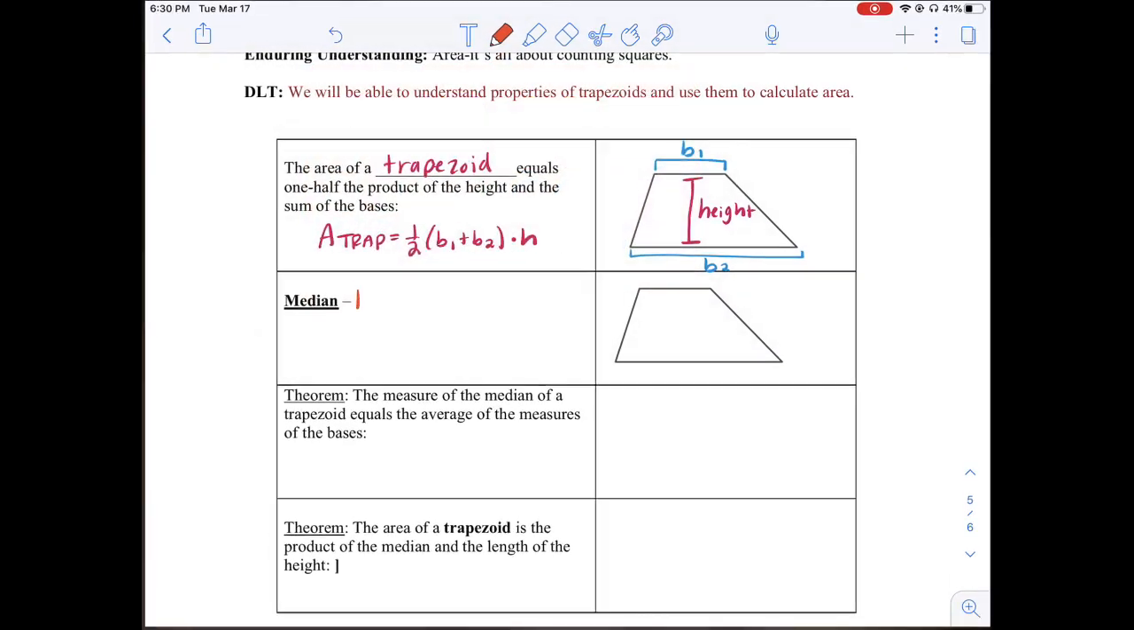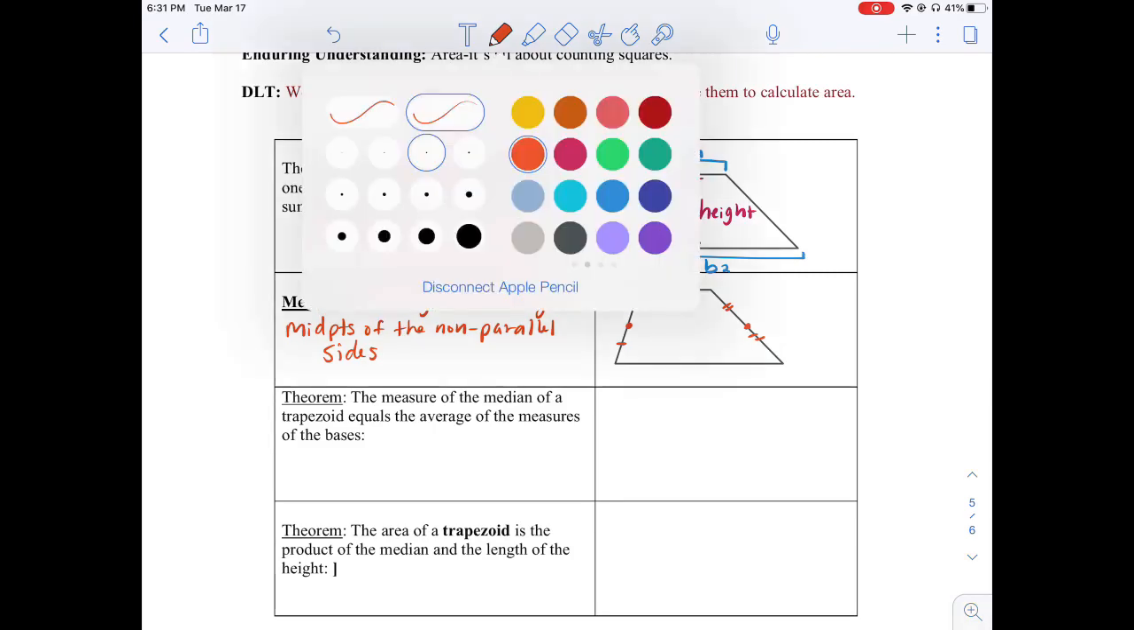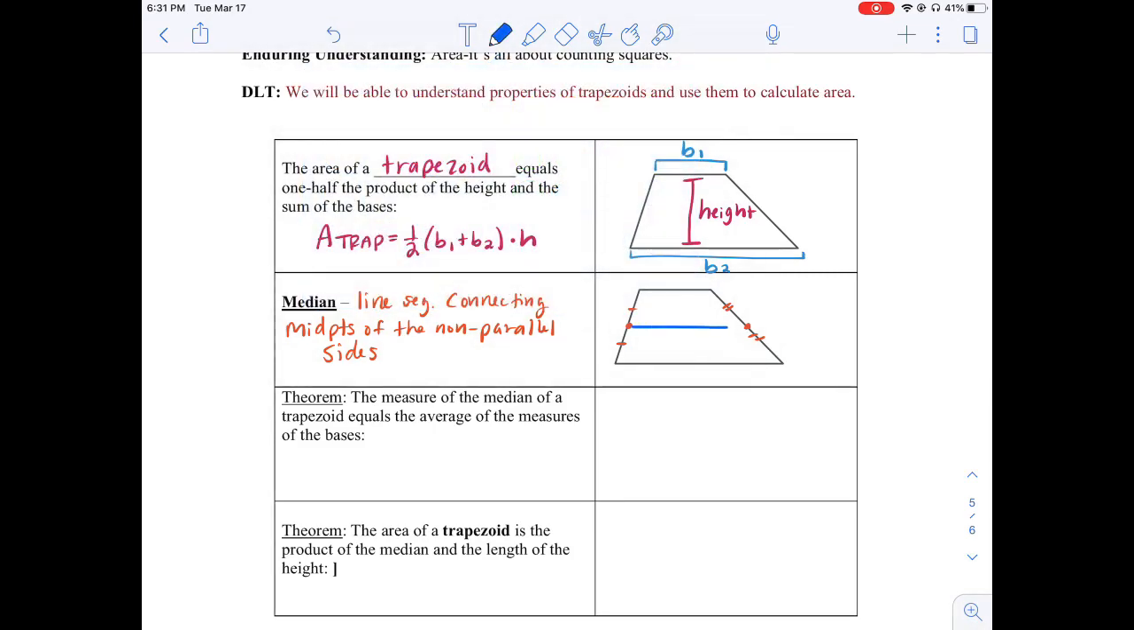The median is the line segment connecting the midpoints of the non-parallel sides. So for our median, we need to draw the midpoints of our non-parallel sides. And then when I take a line segment and connect between those points, that line segment formed is the median of the trapezoid.